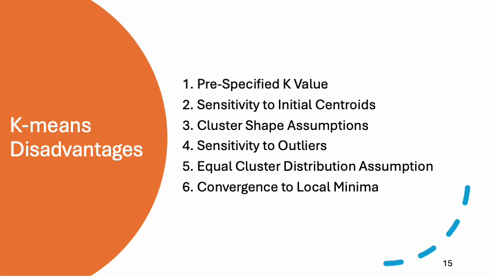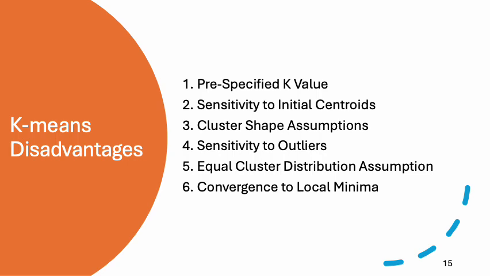2. The algorithm is sensitive to the initial selection of centroids. Poor initial choices can lead to suboptimal clustering results or local minima, affecting the overall outcome. Running the algorithm multiple times with different initializations and selecting the best result can help.